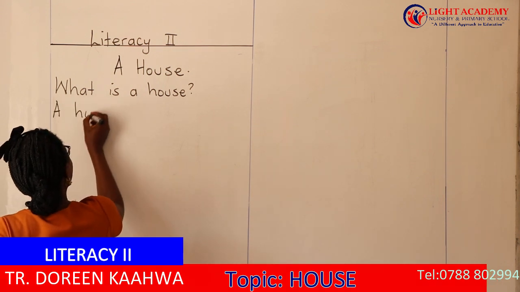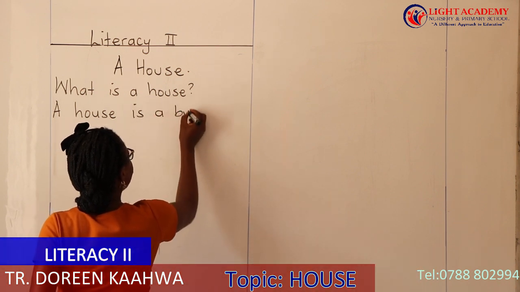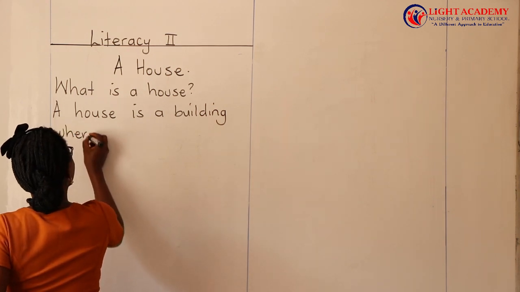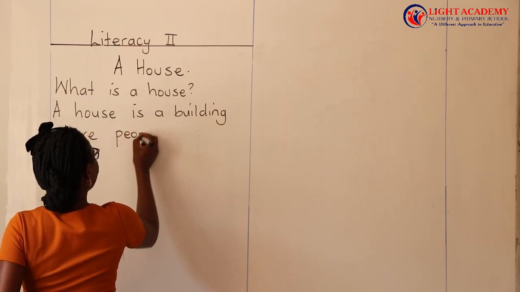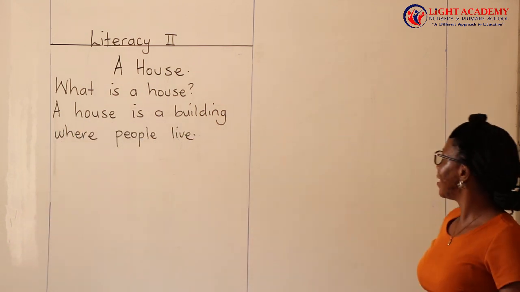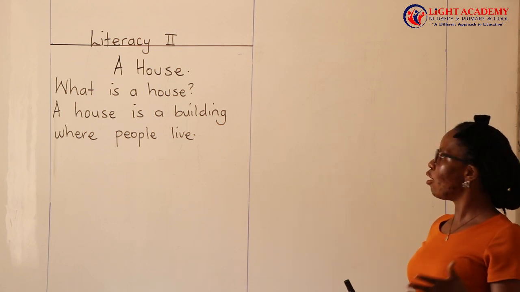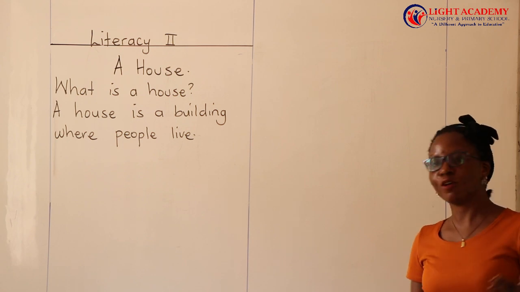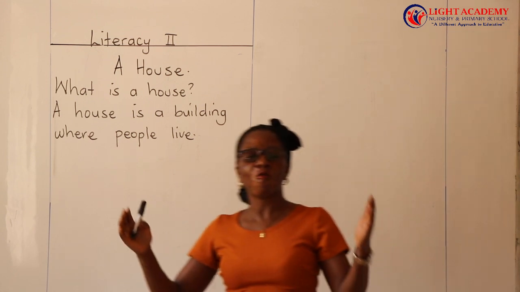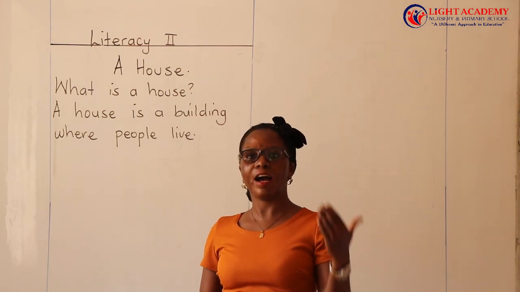So, a house, as we all have them, is a building where people live. As I had earlier said, there is a difference between a house and a home. In this case, a home is a place. But when I talk of a house, it is a building, a structure where we all live. That is what we call a house.